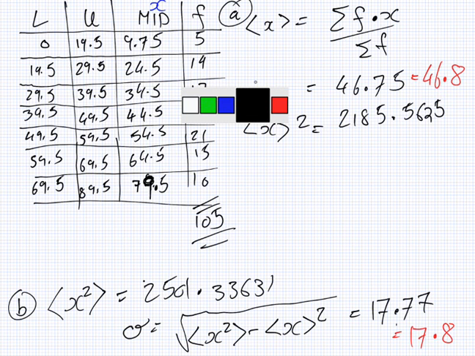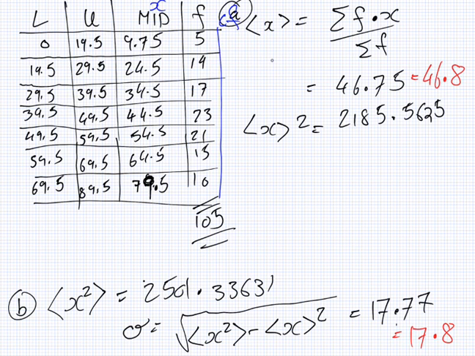Draw the cumulative frequency polygon now. So I need to calculate the cumulative frequency. I'll just write an extra column in here, the CF. Five, 19, 20, 36, is it? Yes. 36, 59, 60, 80, 95, 105. Okay, so now we need to draw a cumulative frequency curve.